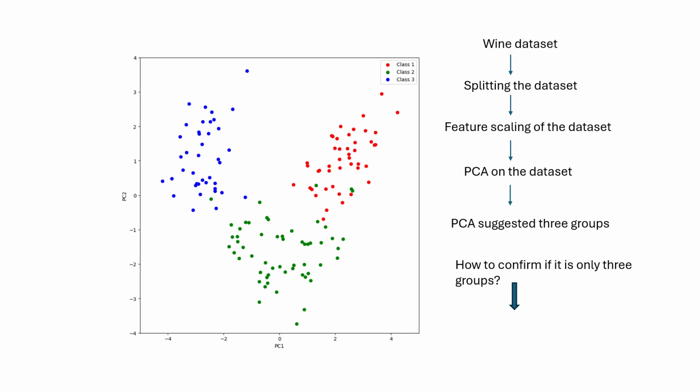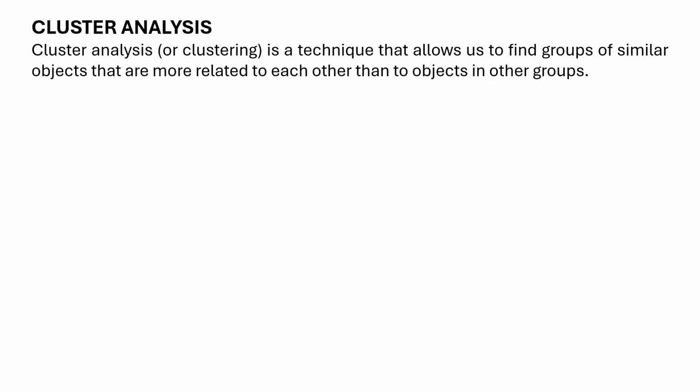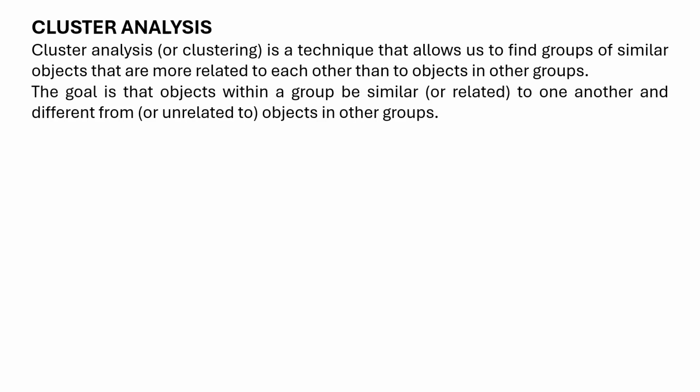How to confirm if it is only three groups? This is done by using cluster analysis. Cluster analysis, which falls under unsupervised machine learning, is a technique that allows us to find groups of similar objects that are more related to each other than to objects in other groups. The goal is that objects within a group be similar to one another and different from objects in other groups.